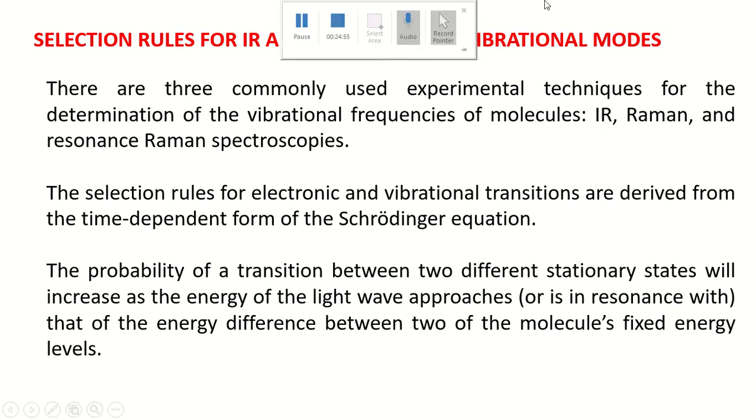So for now this is quite enough, and we will discuss some of the important aspects of the applications of symmetry in our next lecture.